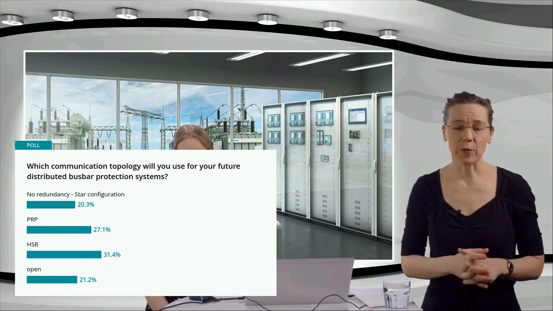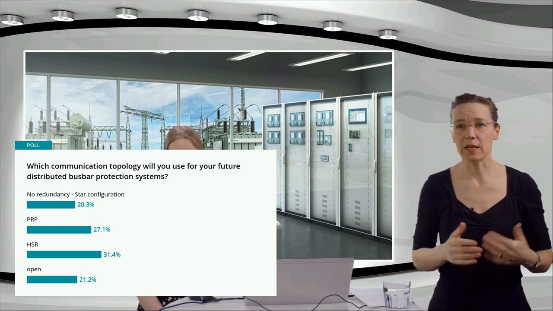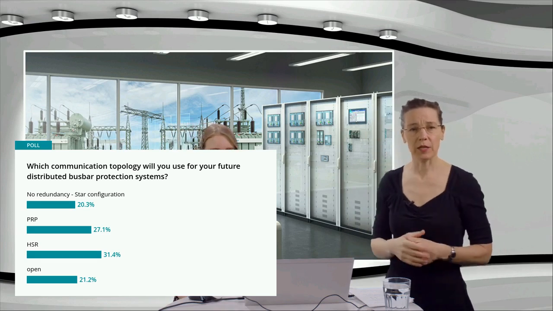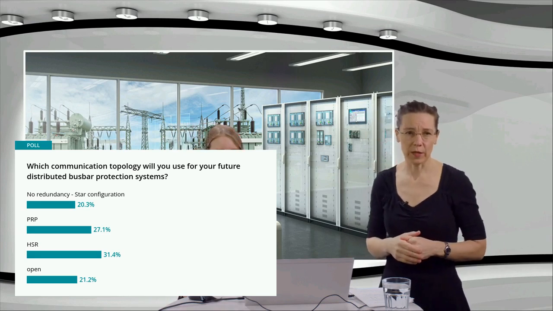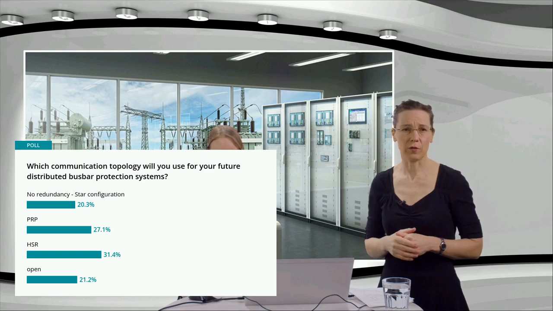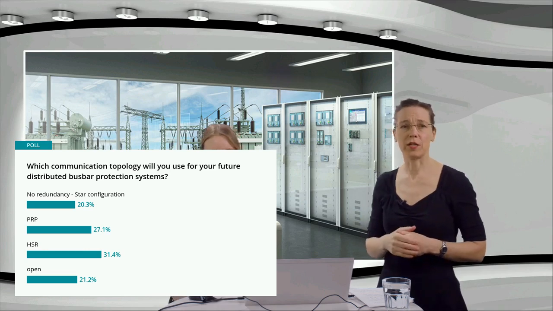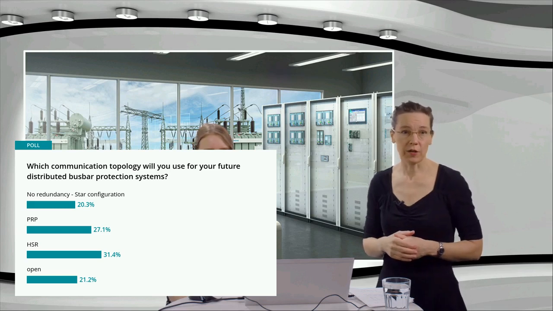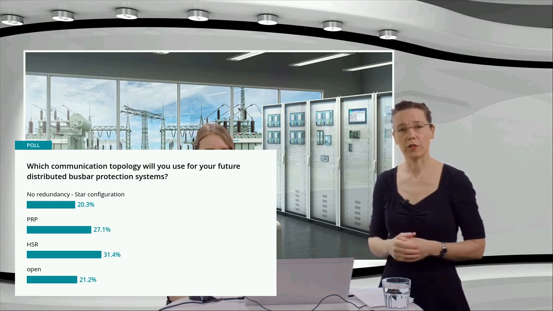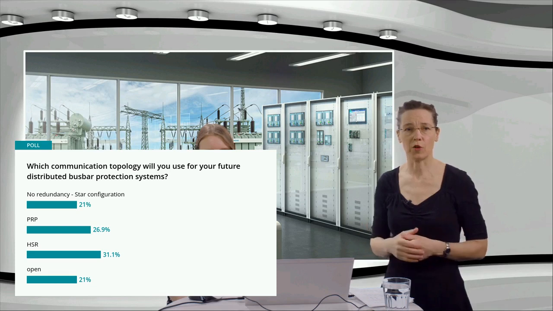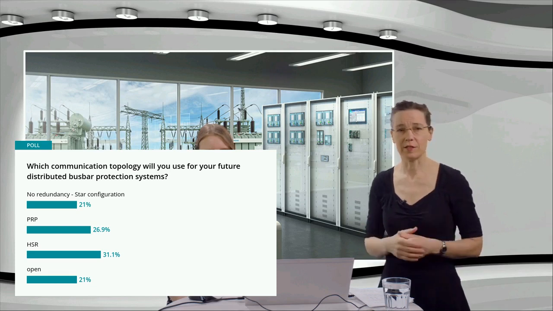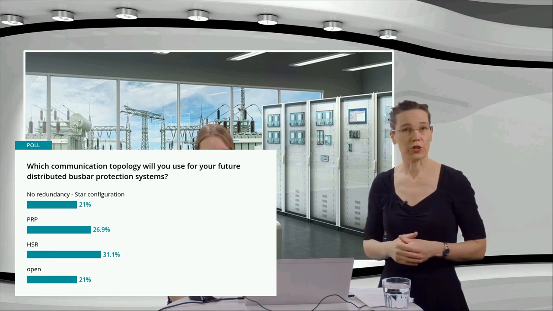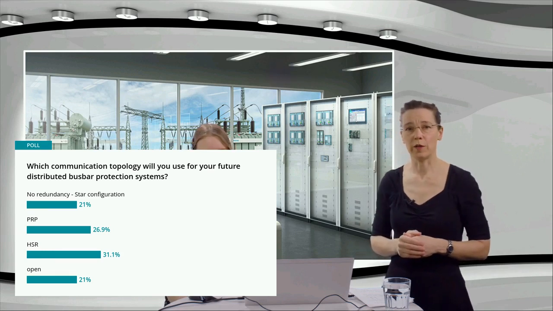So about 20% have no redundancy in the star configuration in the system. PRP is used at 20.7, no, 27% of the configurations you shared with us. HSR is the biggest portion of it, about a third, and then it's open. And there are still some changing values in there. So thanks a lot for sharing that information with us.